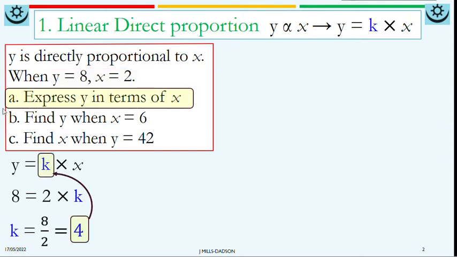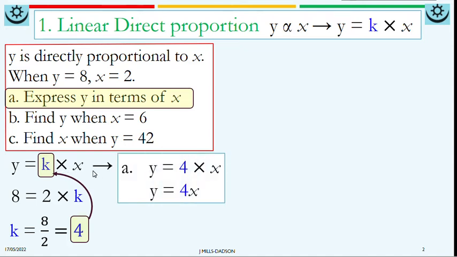And therefore to express our Y in terms of X, we need to substitute the value of K back into what we created before, because this is called an implicit formula, so we need to make it explicit. So we know K, so the actual expression or the formula is Y equals 4 times X, or y equals 4x. That's the answer for A.